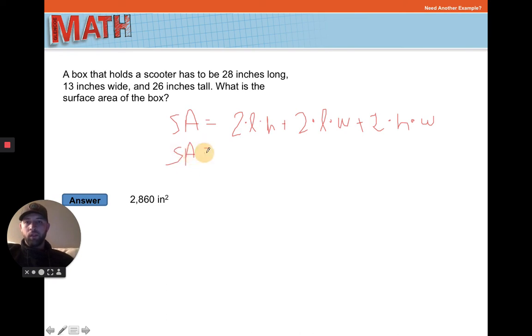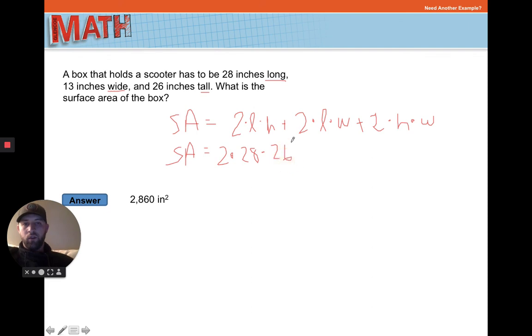It tells us in this problem, a box that holds a scooter has to be 28 inches long, 13 inches wide, and 26 inches tall. What's the surface area? Okay, so it tells us length, width, and height. So just plug in what you know. Our length for the first part, 2 times the length was 28. We're also going to multiply that by the height, which was 26.